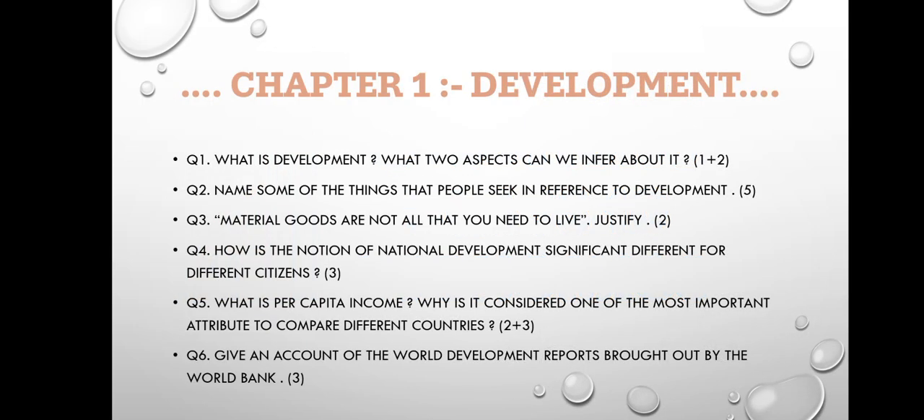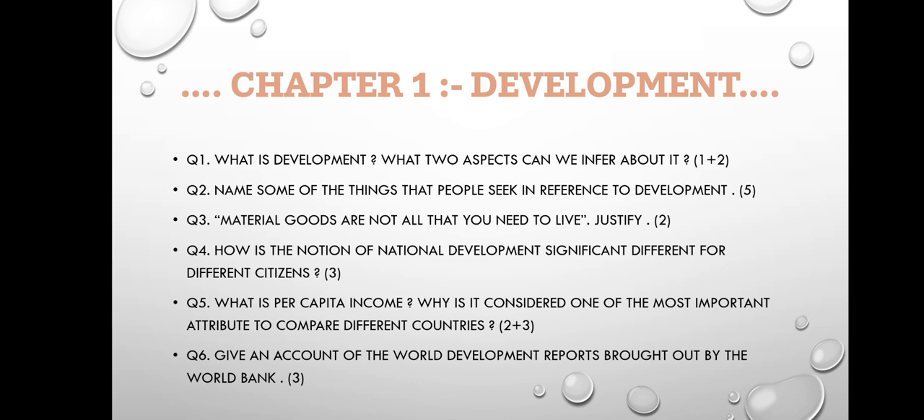What is development? What two aspects can we infer about it? 1 plus 2. Name some of the things that people seek in reference to development. 5 marks. Material goods are not all that you need to live. Justify. 2 marks. How is the notion of national development significant? Significantly different for different citizens.